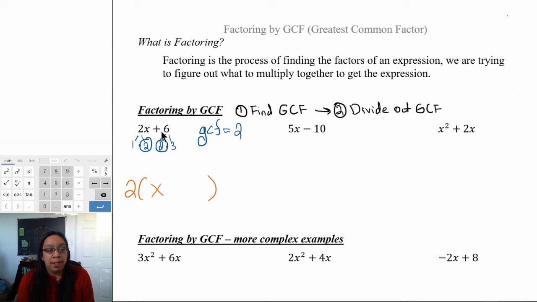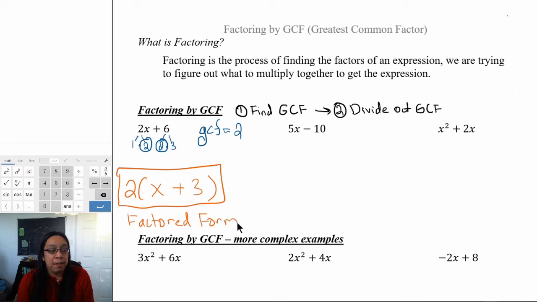Now let's do it with 6. 6 divided by 2 is going to be positive 3, so plus 3. This right here is what we call a factored expression. We can also say that the expression is in the factored form, meaning that it is completely factored and we can't factor it any more than it is.